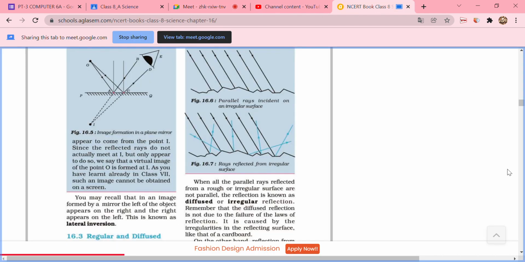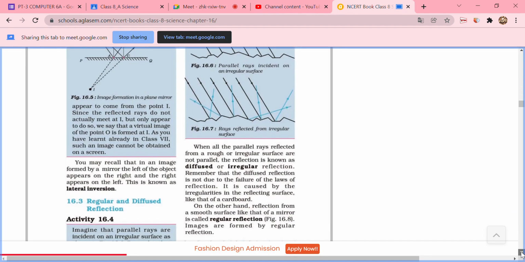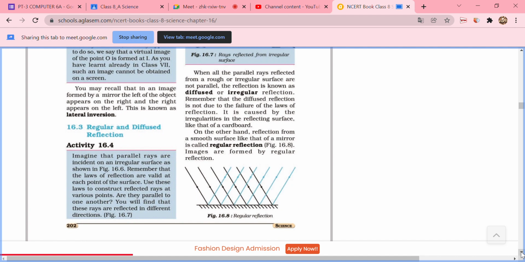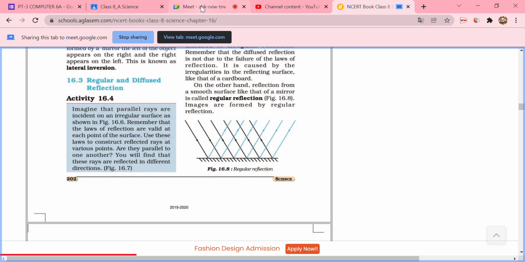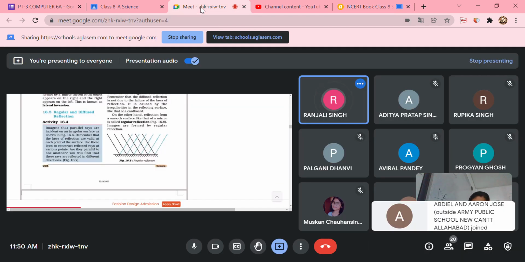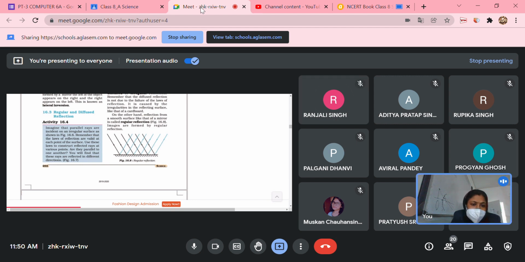You may recall that in an image formed by a plane mirror, the left of the object appears on the right and the right appears on the left. This is known as lateral inversion. This is activity 16.4, figure 16.6. I have also discussed lateral inversion with you: what happens when you are just standing in front of the mirror. If you stand holding a pen in your right hand and you look in the mirror, you will observe that as if you are holding it in your left hand. So this phenomenon is called lateral inversion.